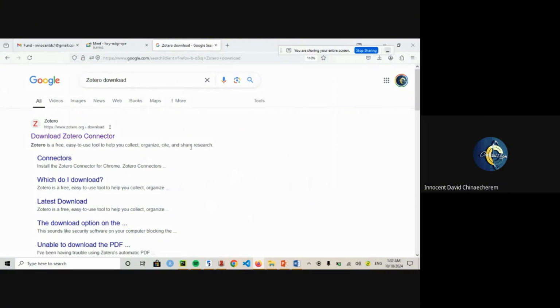I'm using Firefox and I'm using Windows. If you're on Mac, you can search for that on Mac. And if you're using Linux, you can also equally search for that. So you click on this.